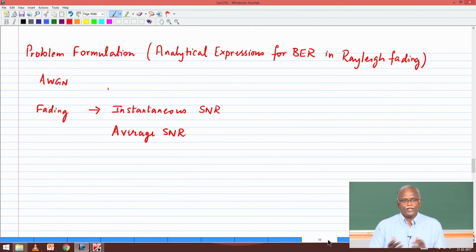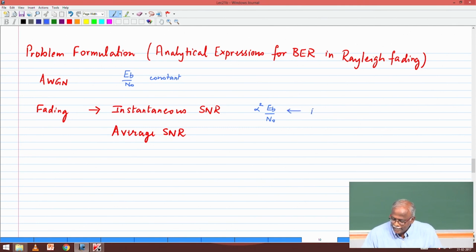Okay, we move on. So the heart of today's lecture is our goal to obtain analytical expressions for BER in Rayleigh fading. Now BER is always connected to SNR, signal to noise ratio. In the context of an AWGN channel, the signal to noise ratio is Eb by N naught, and it is a constant. The difference comes when we work with fading channels, because there is no notion of a constant SNR, because your signal is fluctuating. The SNR that you have is actually alpha squared Eb by N naught. Eb by N naught is a constant, but alpha is a random variable, so alpha squared is also a random variable.